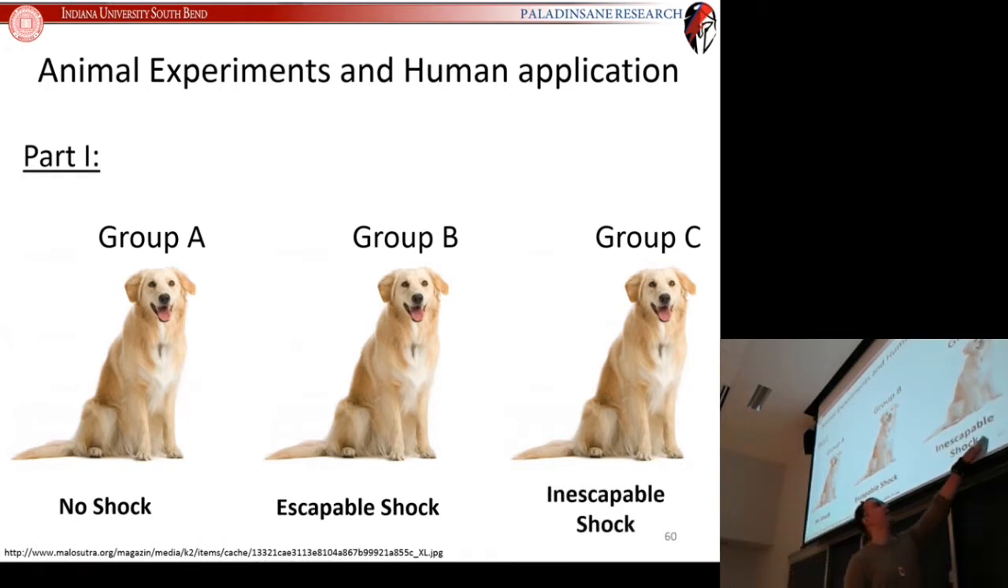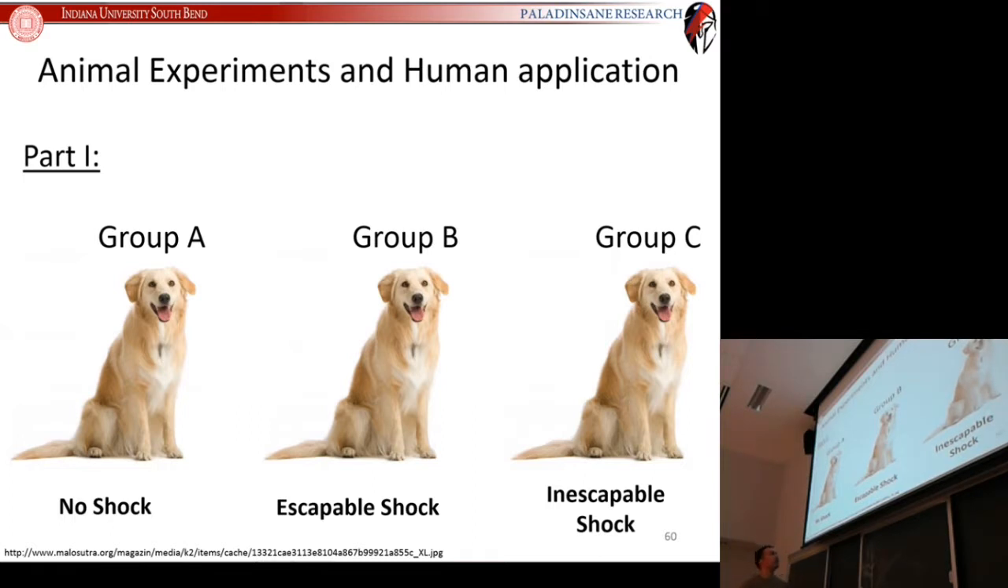Importantly for group C, their shock was tied directly to the escapable shock dogs. It was as if there were 2 different rooms, one with a group B dog and one with a group C dog, and both rooms would start to get shocked at the same time, and both rooms would turn off when the group B dog pressed the panel. That was a really smart move, because it meant that these 2 dogs received exactly the same amount of shock. There was no difference in the amount of shock. It was just whether you could escape it or not.